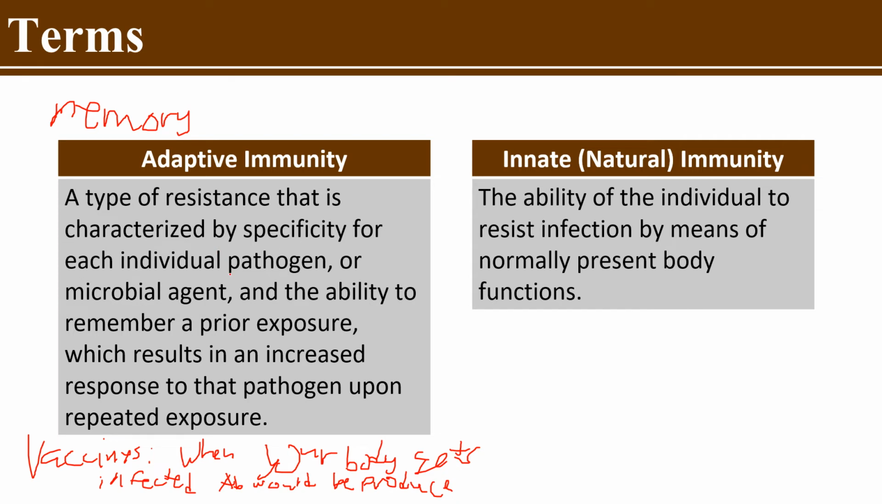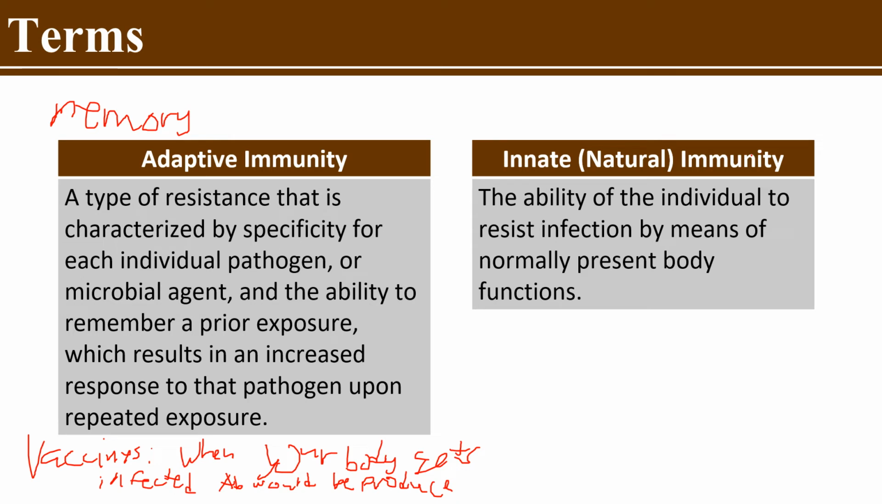Now, with your body remembering the previous exposure to the virus and you get infected again, this time it would be milder because you already have the necessary antibodies to kill the virus immediately. So that's your adaptive immunity. Basically, from the word adaptive, class, your body was able to change or to adapt to that kind of disease.